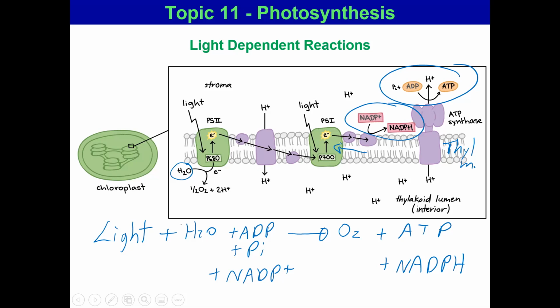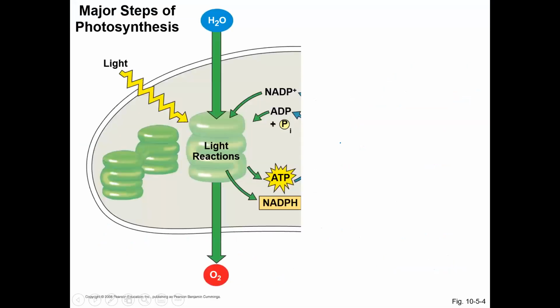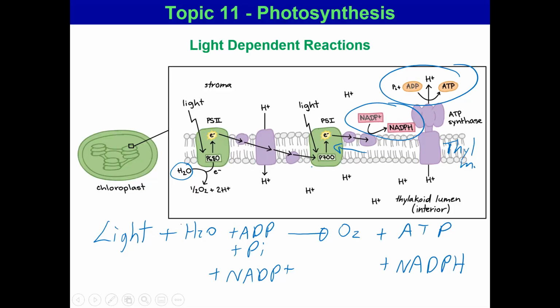And if you take a look way back at this, it's all the same ingredients, right? We have light, check. We have water, check. NADP plus, ADP, and then our final products are oxygen, ATP, and NADPH. And that's everything that I have right there.